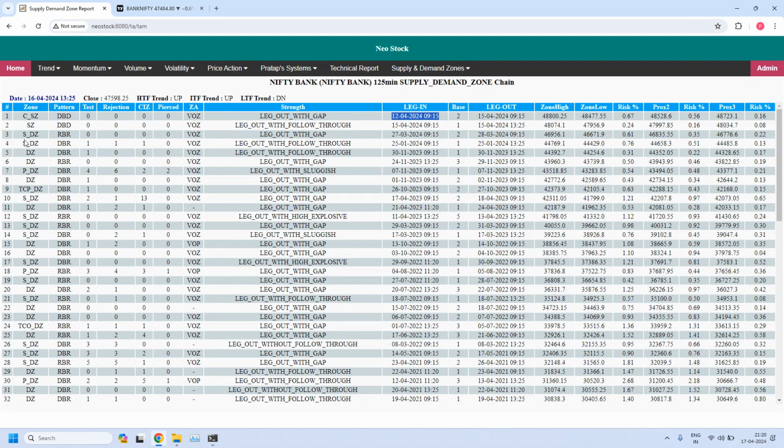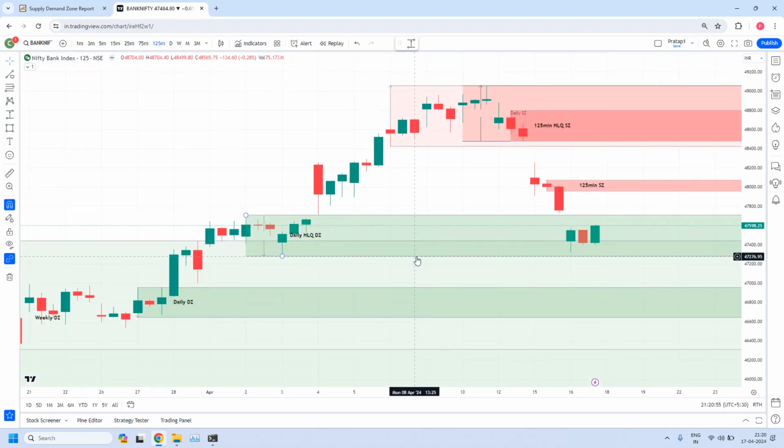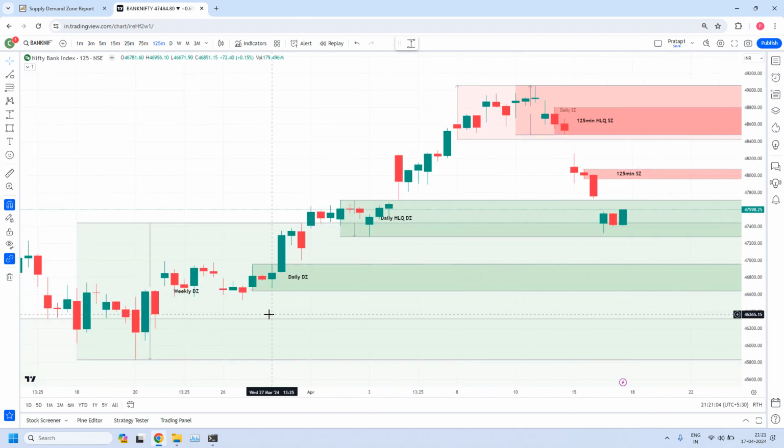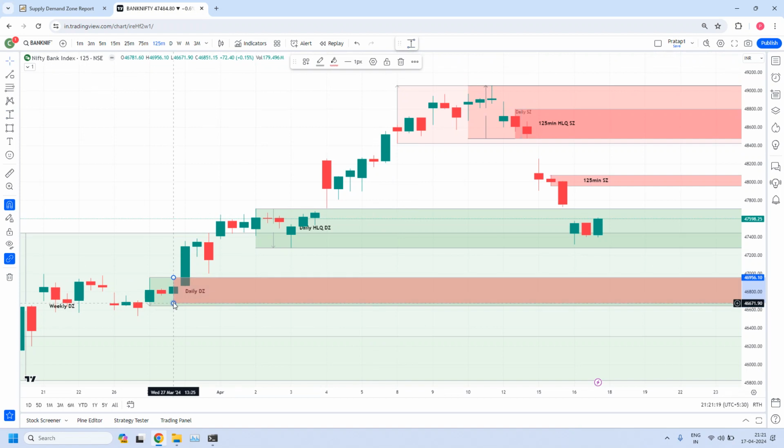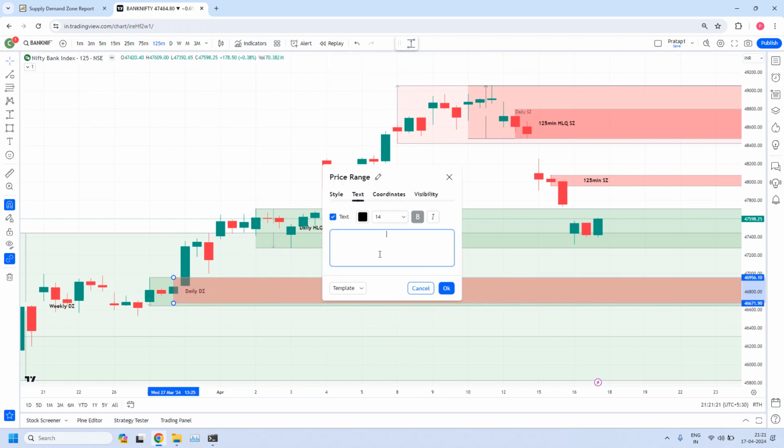And what about the demand zone? We have a high liquidity demand zone here, 27/3/9/15, two base candles and a rally candle. That means same thing, worked as 125 minutes high liquidity demand zone. That means inside the daily demand zone, we have a high liquidity demand zone.